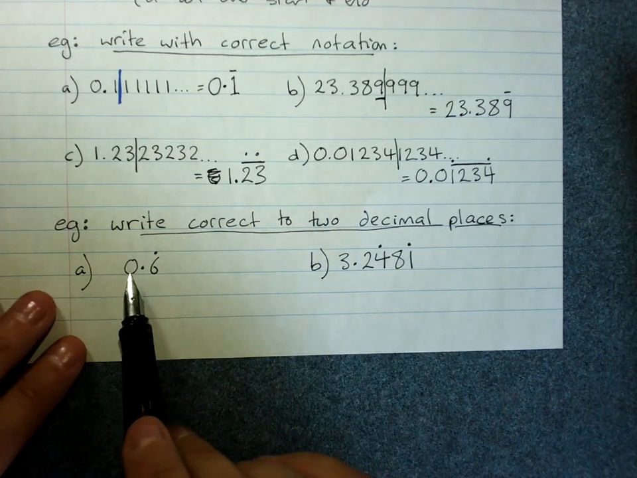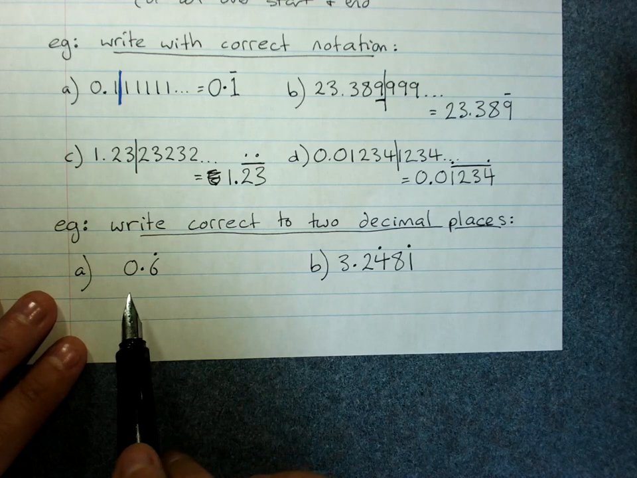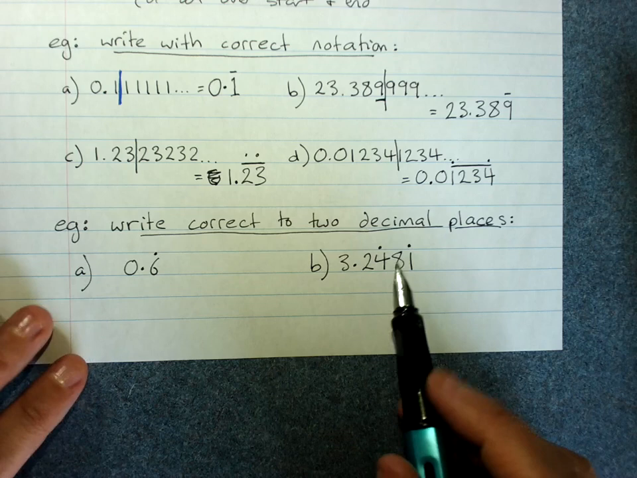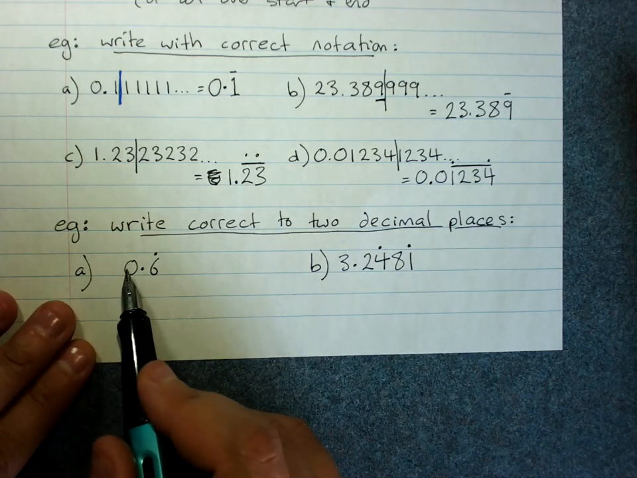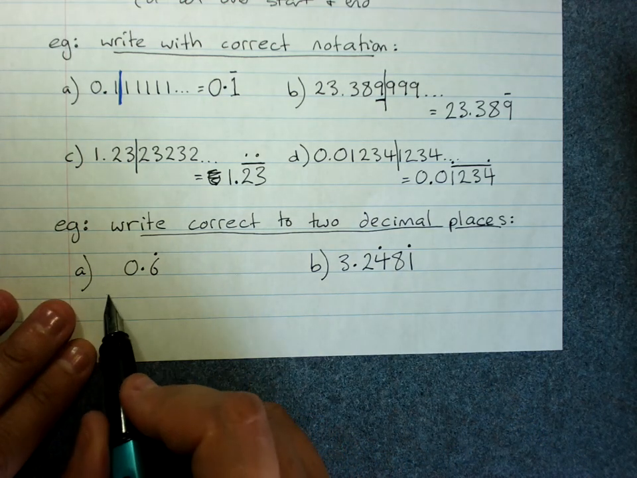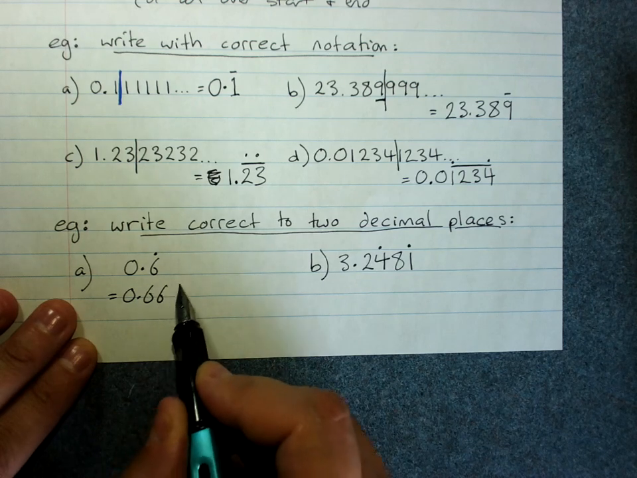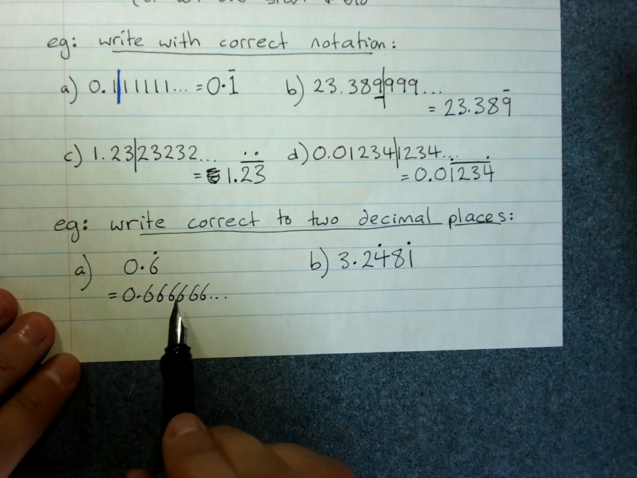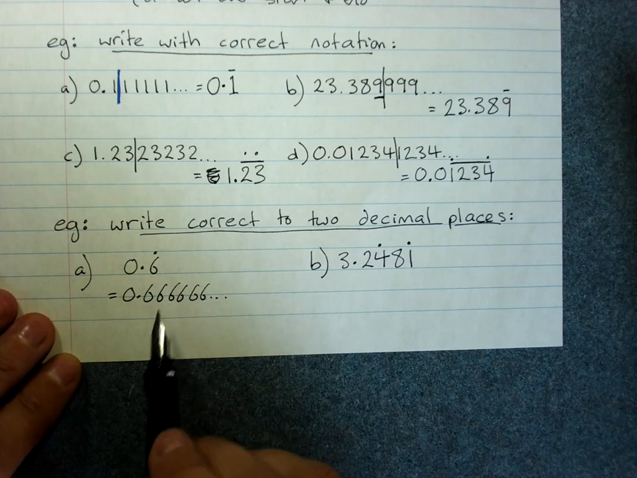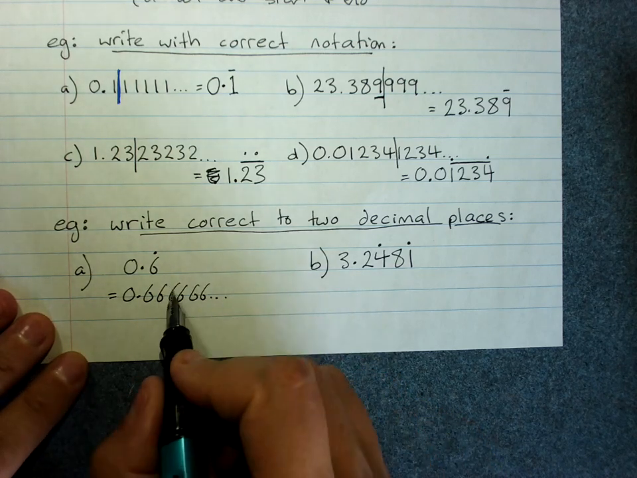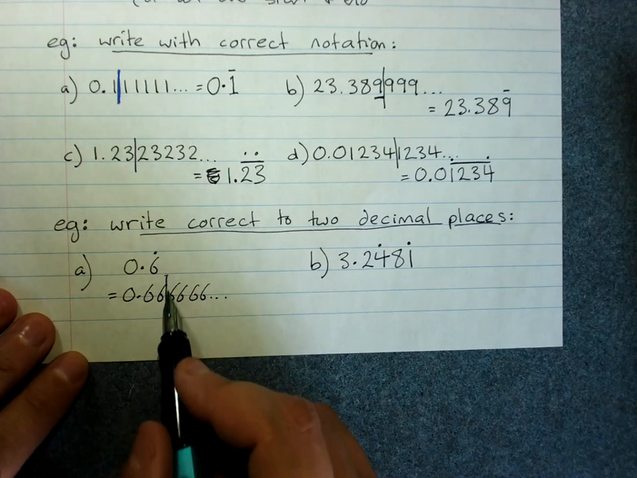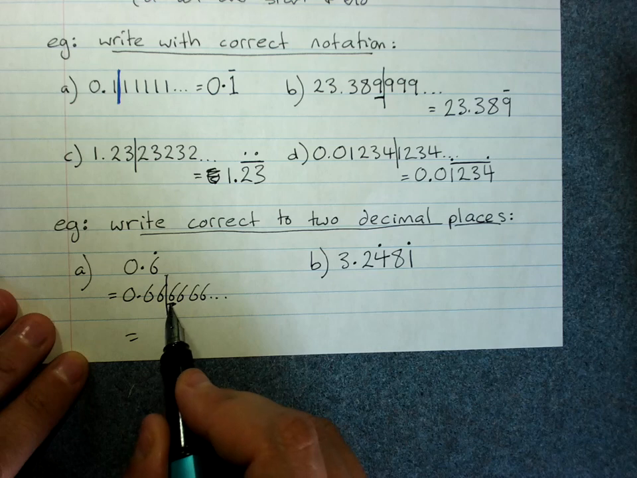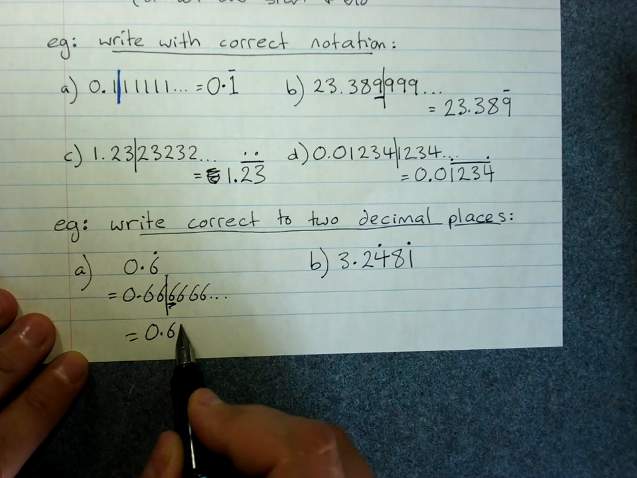The last thing I do need you to be able to do with the recurring decimals is to write them correct to 2 decimal places. This says 0.6 recurring. That's 0.666666, etc. Write it out with a few copies of its repeating pattern and then round, in this case, to 2 decimal places. Cut it off after 2, look at the critical digit. Yes, I have to round up because it's more than 5, 0.67.